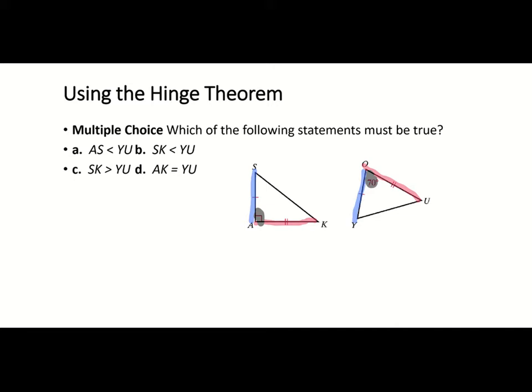And again, the longer side is opposite the larger angle. So that means that my longer side is going to be opposite my 90-degree angle, and it's going to be SK. So if we look at our choices, we are going to say we know that SK is greater than YU. So it would be C for our answer there.